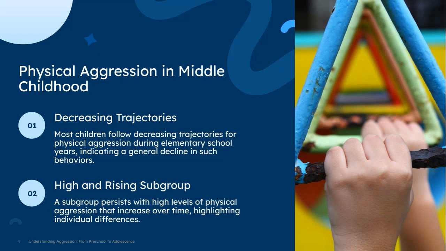Here we see the developmental patterns of physical aggression during middle childhood. The first key point is that most children show a decreasing trend in physical aggression as they move through the elementary school years. This indicates that, generally, aggressive behaviors tend to decline during this stage of development.